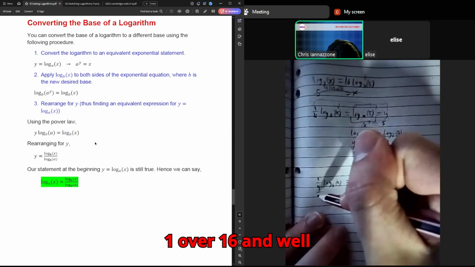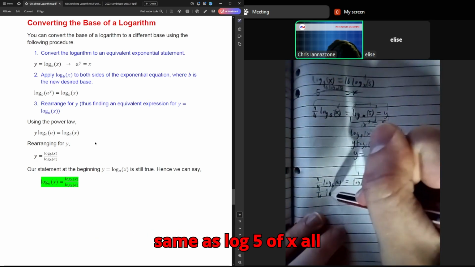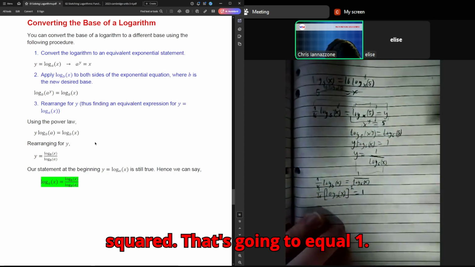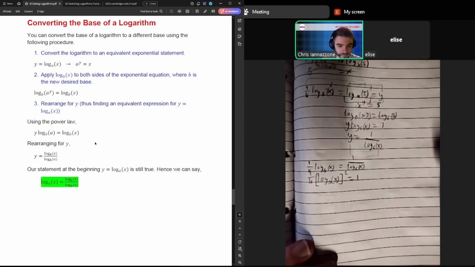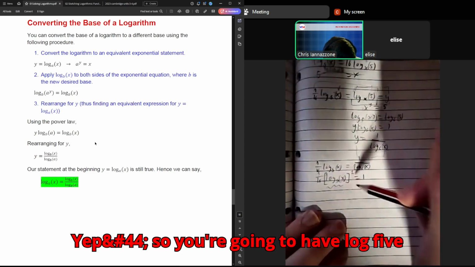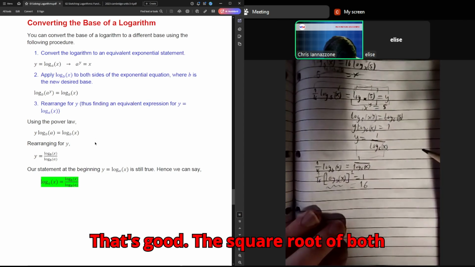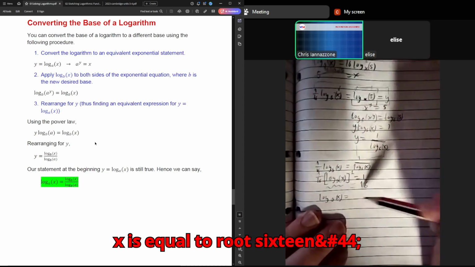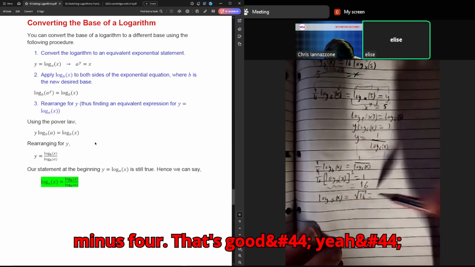So it's going to give you 1 over 16, and, well, log 5 of x times log 5 of x is just the same as log 5 of x all squared. That's going to equal 1. What else might you do? Times the 16 to the other side. Yep, so you're going to have log 5 of x all squared is equal to 16. That's good. Square root both sides. Yep. Log 5 of x is equal to root 16, which is what? Plus or minus 4. That's good.